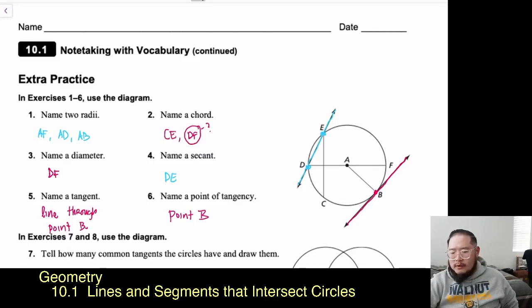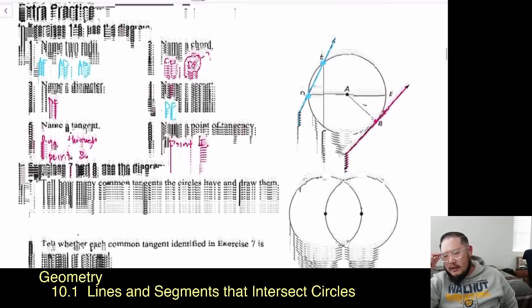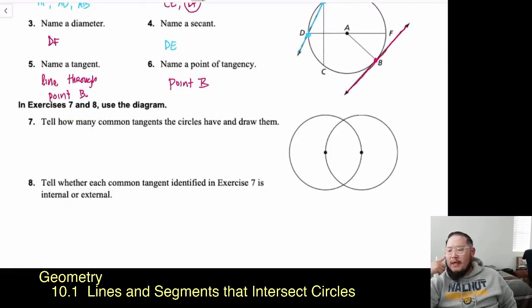Let's take a look at number 7. It says, tell how many common tangents the circles have and draw them. All right, well, how many common tangents do they have? Remember, a tangent line is a line that doesn't go through the circle, but it only touches the circle at one spot. So this line has to touch both circles, right, at one point each. So let's go ahead and figure out how many there are.